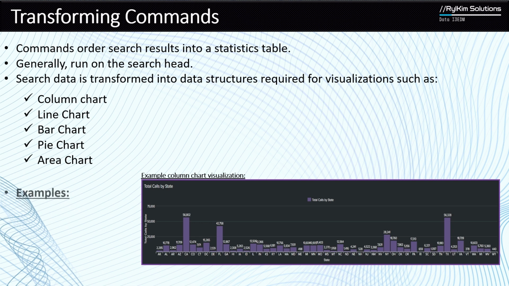Now, what are some examples of transforming commands? The key ones are the stats command, the timechart command, the chart command, the top, and the rare. As you do your Splunk certifications, you're going to come across these types of commands. For example, in the Splunk Core Certified User exam, you are supposed to understand how the stats command works, not the stats function, how the top command works, how the rare command works. Those are covered in our Splunk Core Certified User course that you can find in the description.